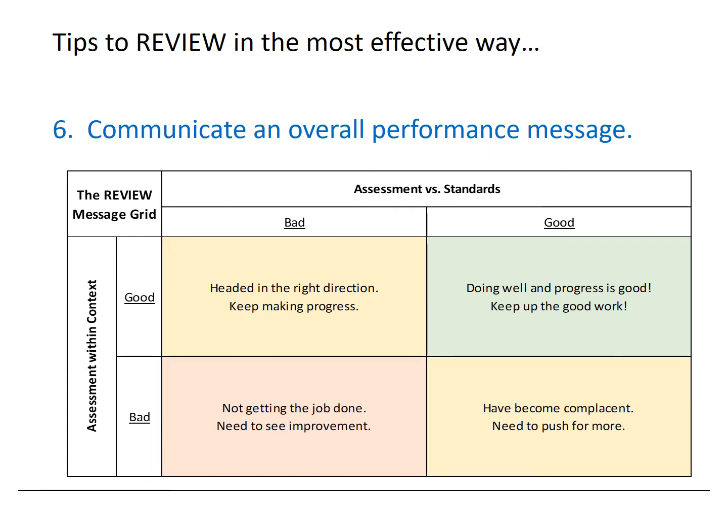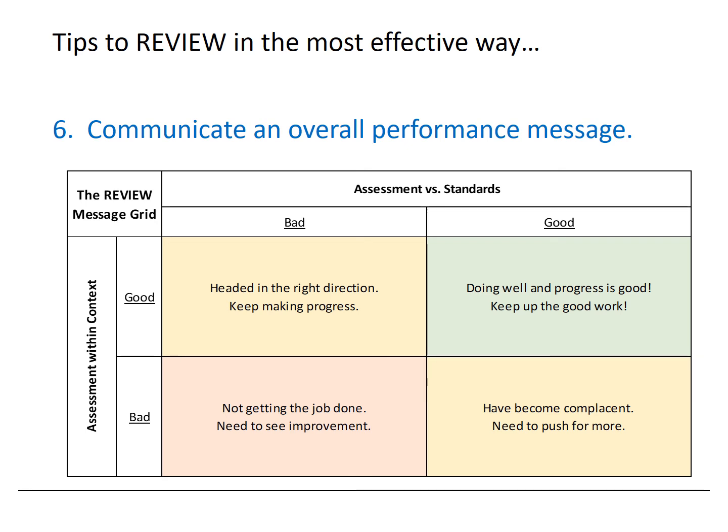The top right quadrant is used when the assessment versus standard is good, and the assessment within context of the situation is also good. This is an easy message. The employee is doing well and should keep up the good work. The bottom left quadrant is when performance versus the standard is bad, and the context provides no good explanation. In this case, the review message is that the employee is not getting the job done properly and must make improvement.